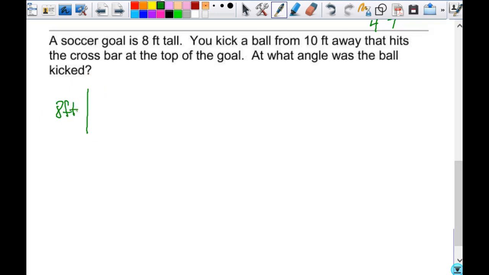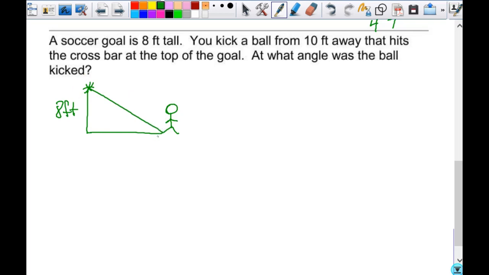You kick a ball from 10 feet away. So you're 10 feet away. Here's you. You're about to kick this ball, okay? Two arms. And it hits the crossbar at the top of the goal. Even if you don't know what the crossbar is or where it is, it tells you it's at the top. So it hits up here. Bam. At what angle was the ball kicked? I have people that have trouble finishing this. You're not flying up here to kick it, right? You're down here and you're going to kick the ball. Sure, it could be in the air, but it doesn't say that. So you're going to kick it from here. It hits here, so bam, there you go.